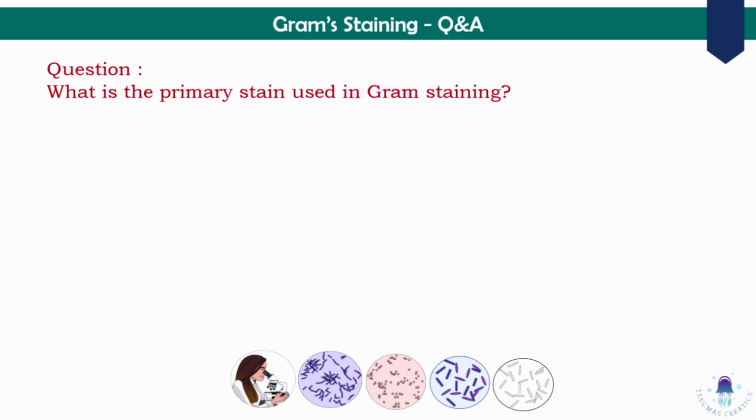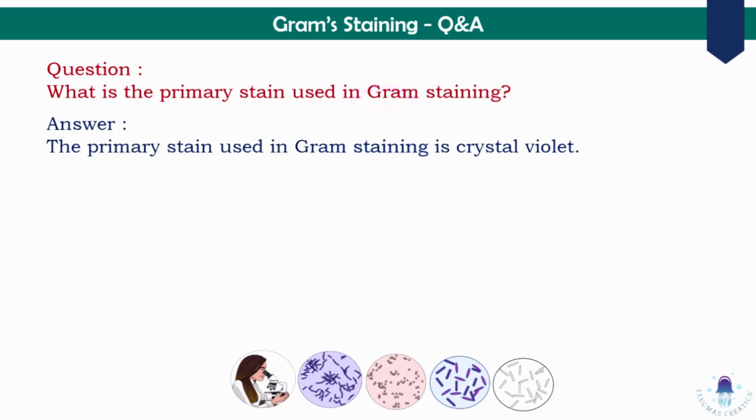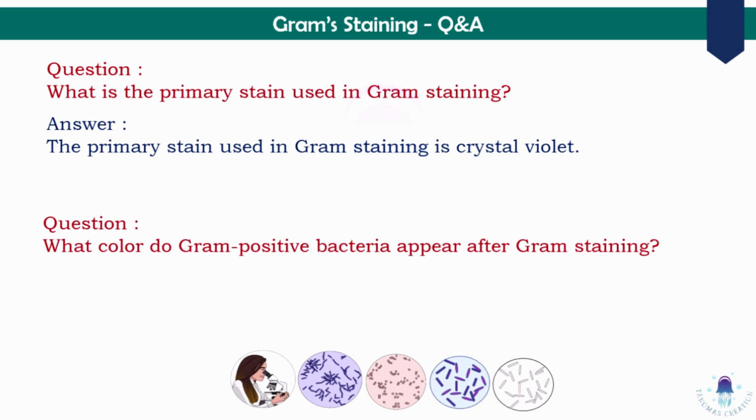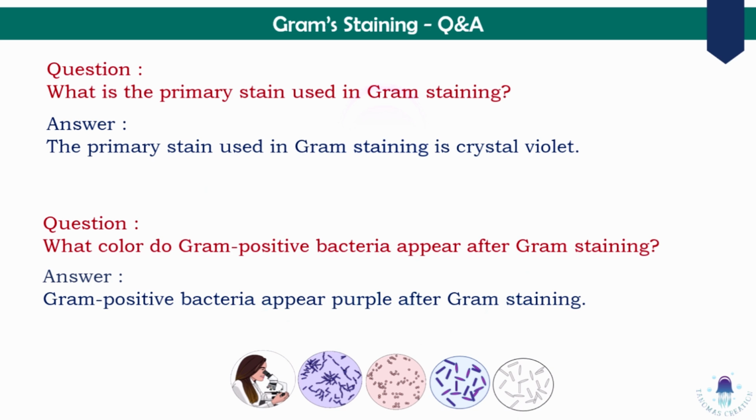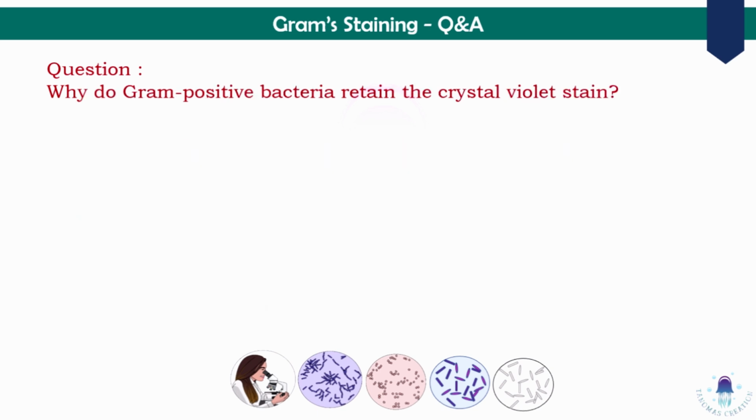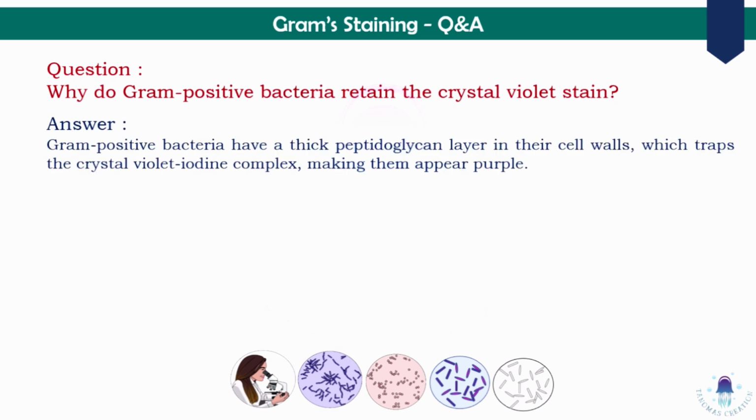Question: what is the primary stain used in gram staining? Answer: the primary stain used in gram staining is crystal violet. Question: what color do gram-positive bacteria appear after gram staining? Answer: gram-positive bacteria appear purple after gram staining. Question: why do gram-positive bacteria retain the crystal violet stain? Answer: gram-positive bacteria have a thick peptidoglycan layer in their cell walls, which traps the crystal violet iodine complex, making them appear purple.